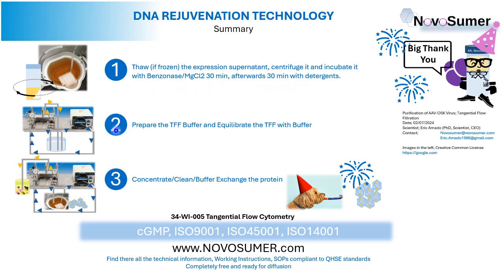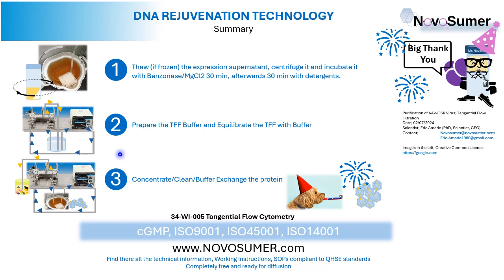Okay, the second step, what was it? It was preparing the machine, preparing the TFF device, and we prepared the TFF buffer. And after preparing the TFF buffer, we just equilibrate the TFF device with the buffer. That is to say, we leave the TFF machine in the best conditions to receive the sample.